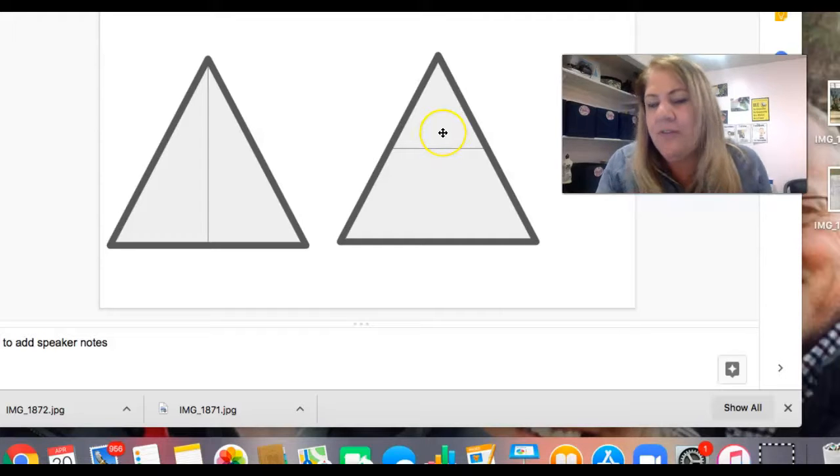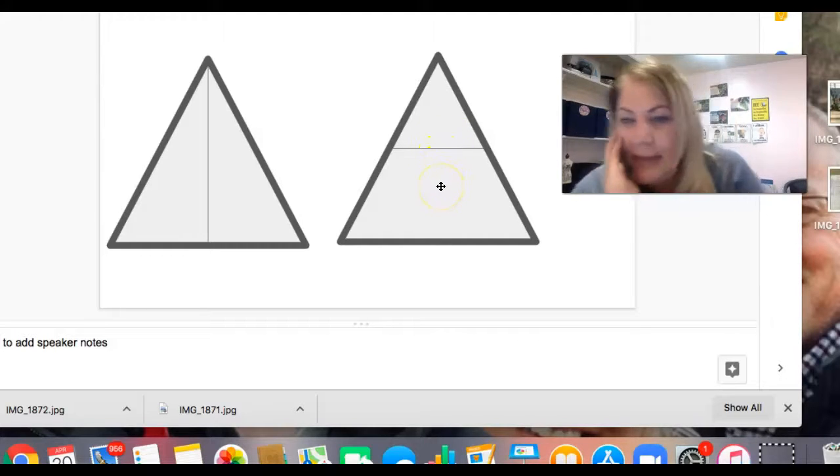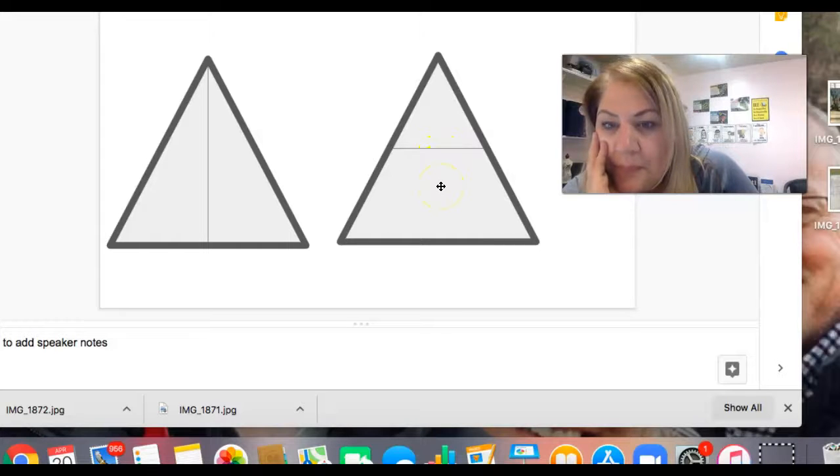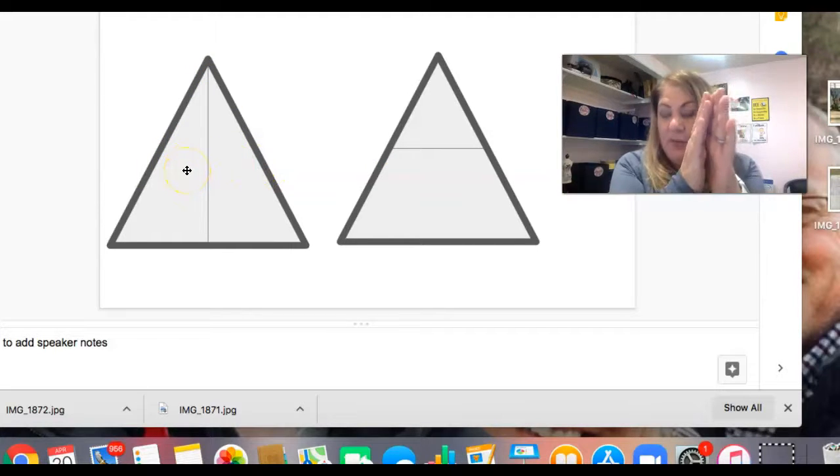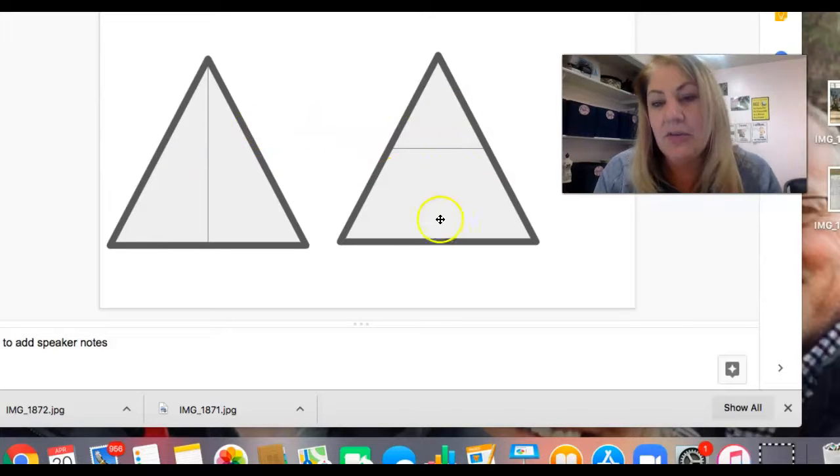But how would you feel if that was the piece that you got and your friend got that one? Hmm. It's not equal, is it? This way, it's equal. This side looks the same size as this side. Like you could actually fold it in half and they would be equal. What happens over here is if we folded this in half, no, it would not be equal.